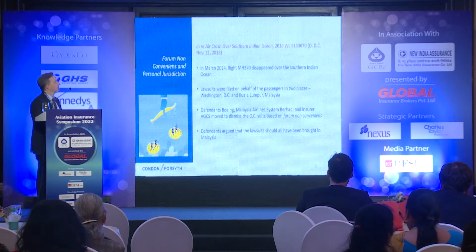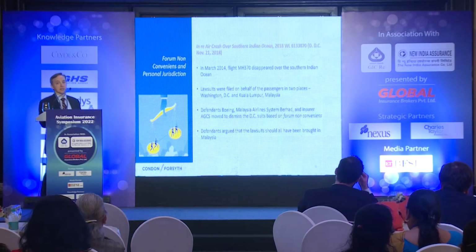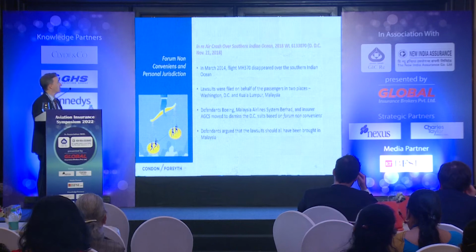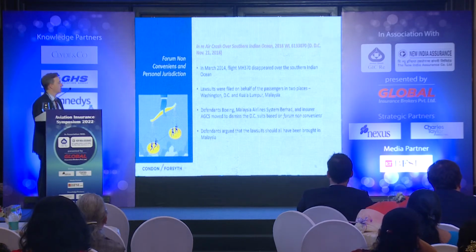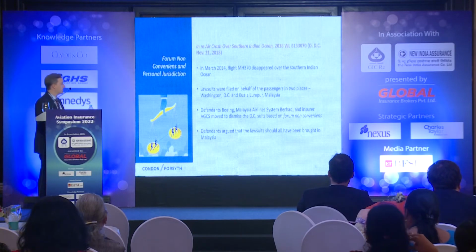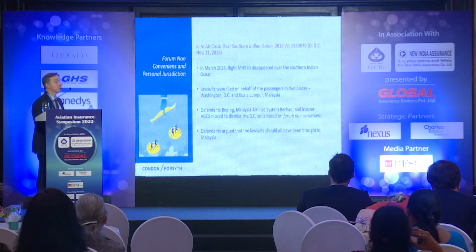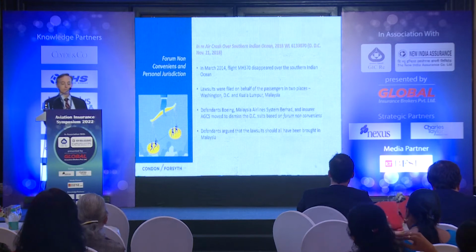An air crash over the southern Indian Ocean. This is the disappearance of the Malaysian aircraft back in 2014. Lawsuits were filed in Washington on behalf of passengers, in two places, Washington, D.C. and Kuala Lumpur, Malaysia. The defendants were Boeing again, Malaysian Airlines, and the insurer. And they all moved to dismiss those cases. The defendants argued that the lawsuit should be brought in Malaysia.